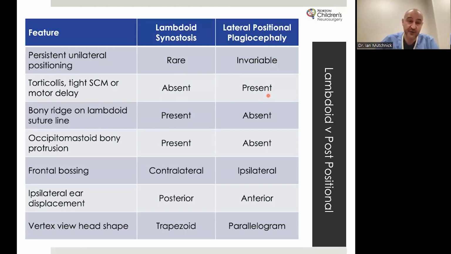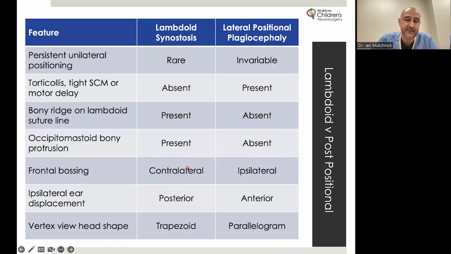There is a bony ridge on the lambdoid if it's synostotic. It's absent if it's positional. The occipitomastoid bony protrusion, the skull base from the back, looks uneven when it's synostosis. It is even when there is just positional plagiocephaly.